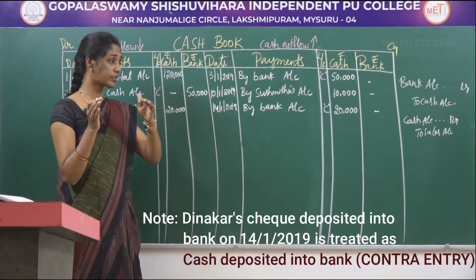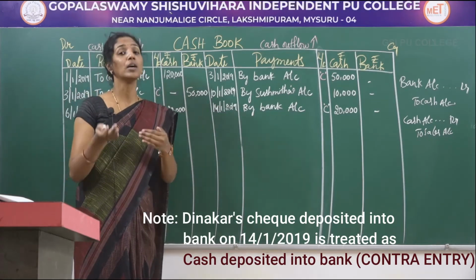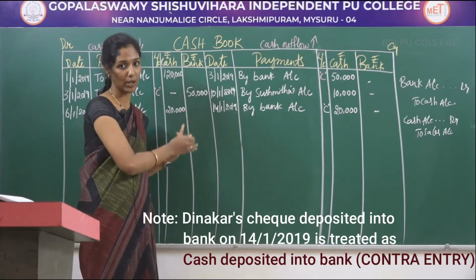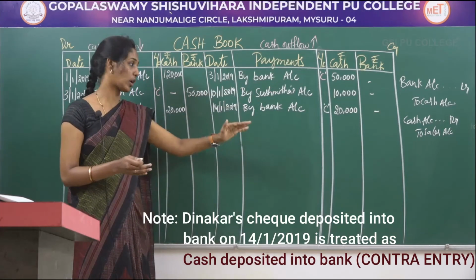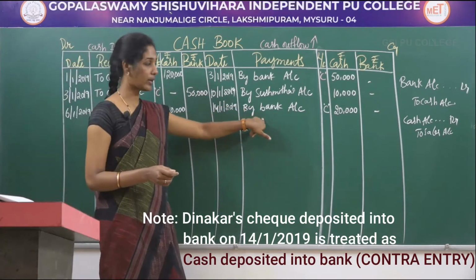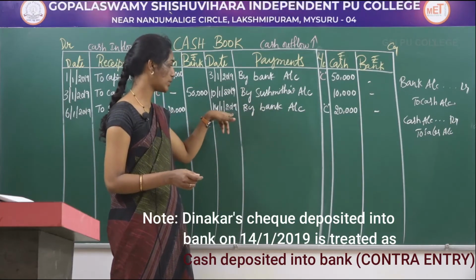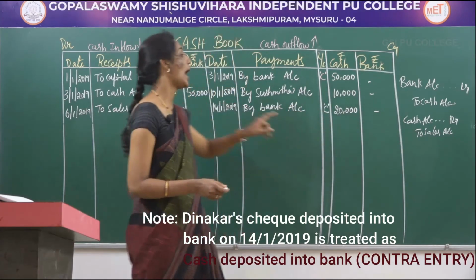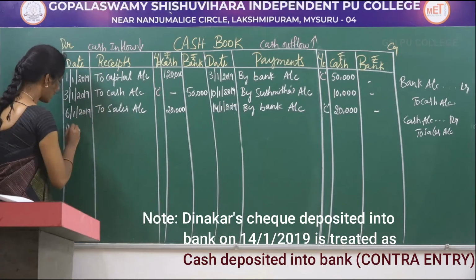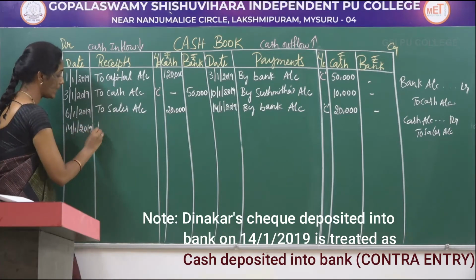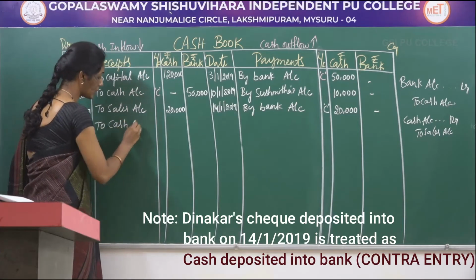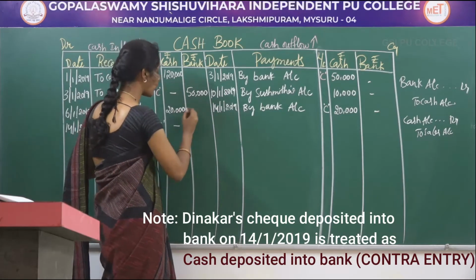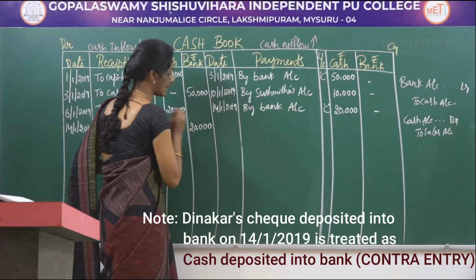So when the check is deposited into the bank, it will be considered as contra entry because both the aspects are affected in the cash book. Bank account debited to cash account. So now bank account is recorded as on 14/1/2019 by bank account, and record the amount in the cash column of rupees 20,000. And the other account is cash account. Write the same date 14/1/2019 to cash account, capital letter C in ledger folio, and enter the same amount in the bank column, that is rupees 20,000.